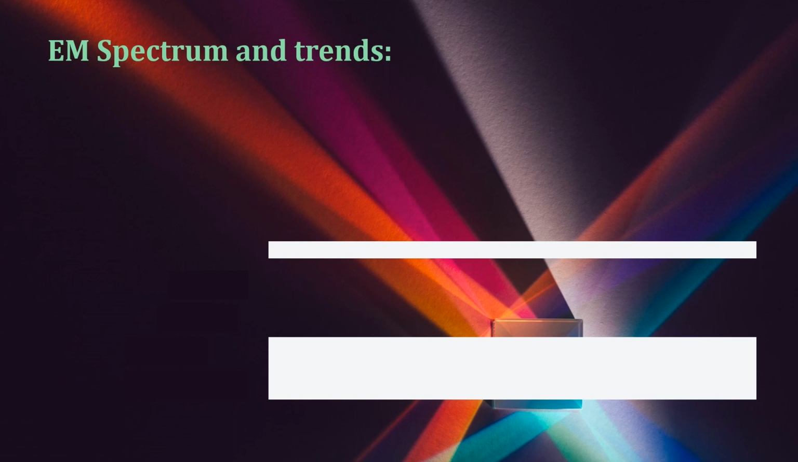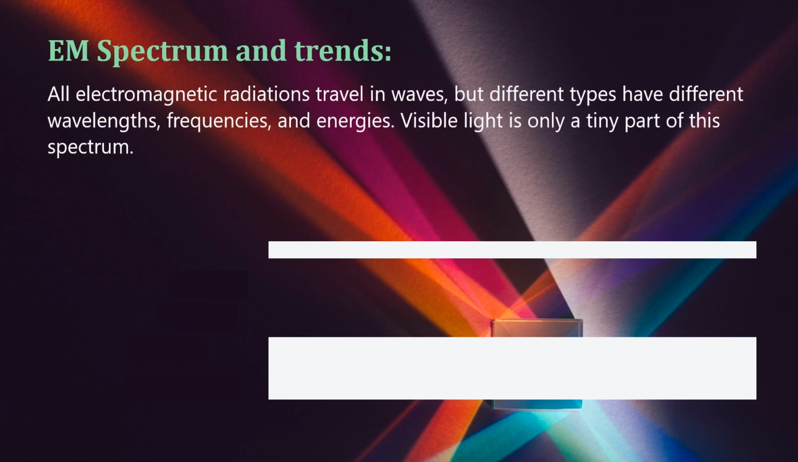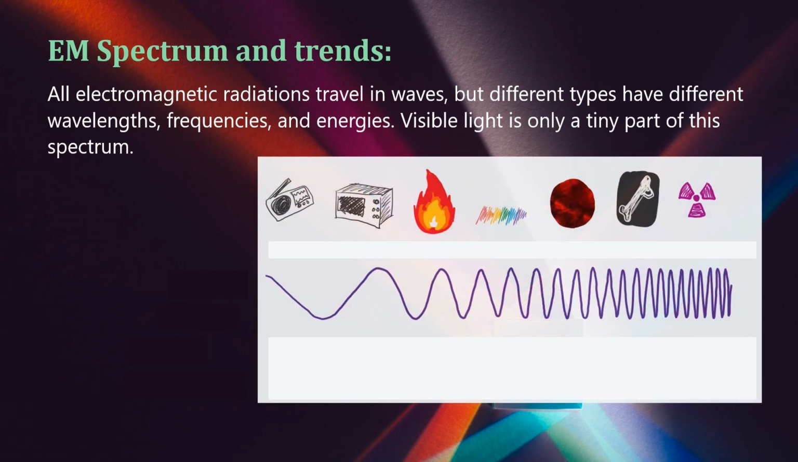Okay, let's talk about the electromagnetic spectrum and trends. All electromagnetic radiations travel in waves, but different types have different wavelengths, frequencies, and energies. Visible light, which just means the light that we can see, is only a tiny part of this spectrum. As we look at this image, we have radio, microwave, infrared, visible light, all the colors of the rainbow, ultraviolet, X-rays, and gamma rays on this spectrum.